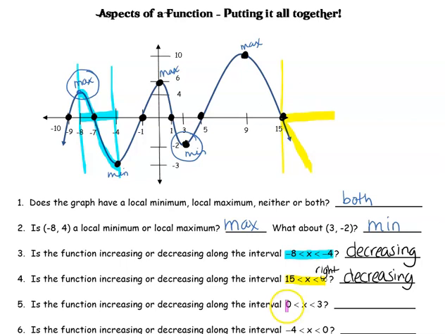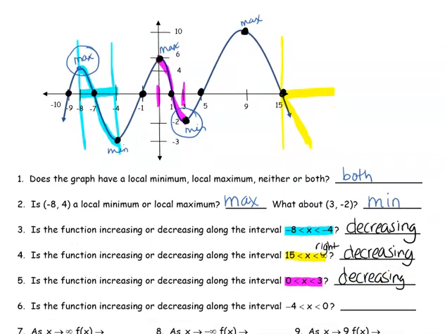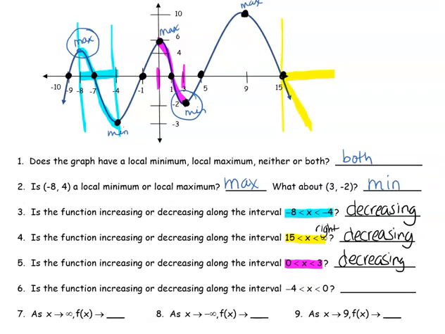Number 5, is the function increasing or decreasing? This time our interval is from 0 to 3. And from 0 to 3, once again, we have a negative slope, giving me a decreasing interval. Our last one here for this interval is negative 4 to 0. So here's negative 4, here's 0. My function in between negative 4 to 0, when I'm moving from left to right, this time it actually has a positive slope, giving us an increasing interval.